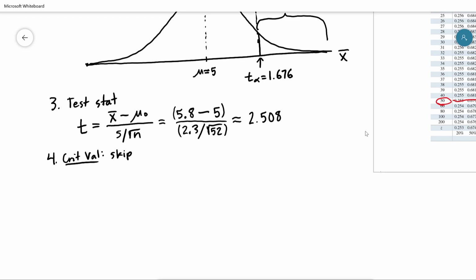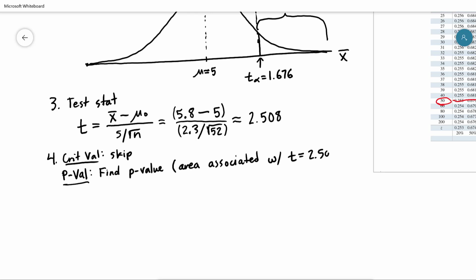We've already found the two scores, in this case t-scores, that we are going to compare, but if we're going to do the p-value method, I'm not comparing t-scores, I need to compare two areas. We already have one area, it's that alpha equals 0.05, it's the area of this region on our curve over here, and now I need to find the area associated with this value. So we need to find the p-value, which is again the area associated with this t-score of 2.508.